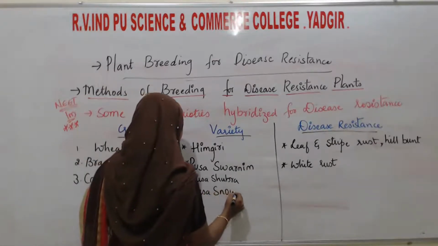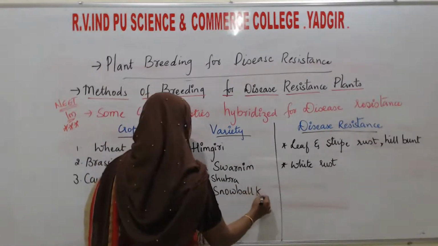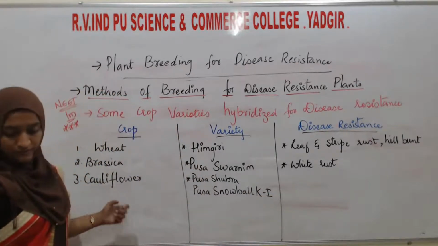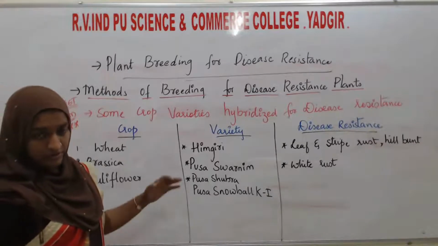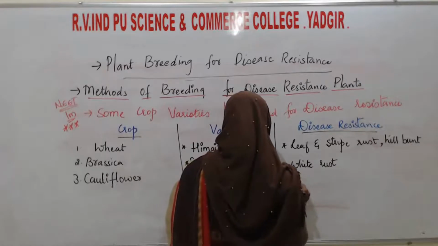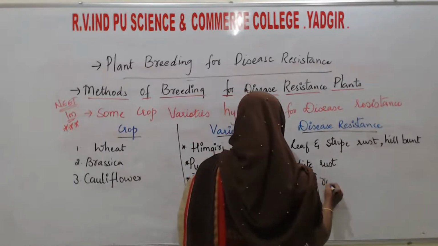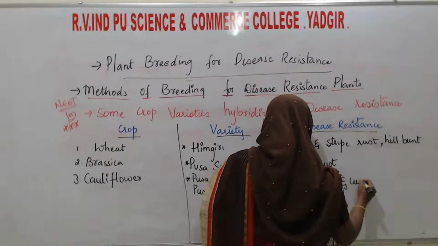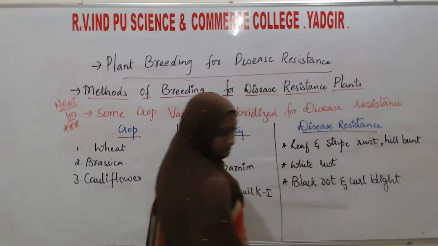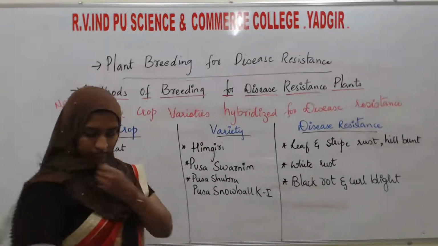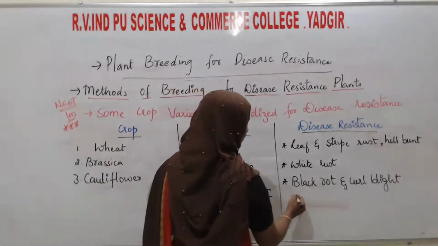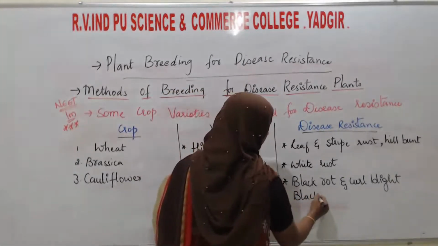Pusa snowball K1. This is the new variety of what? Of cauliflower. The next, what is that particular disease? Black rot and curl bleeder. Black rot and curl bleeder. And here in this Pusa snowball, that is the black rot.